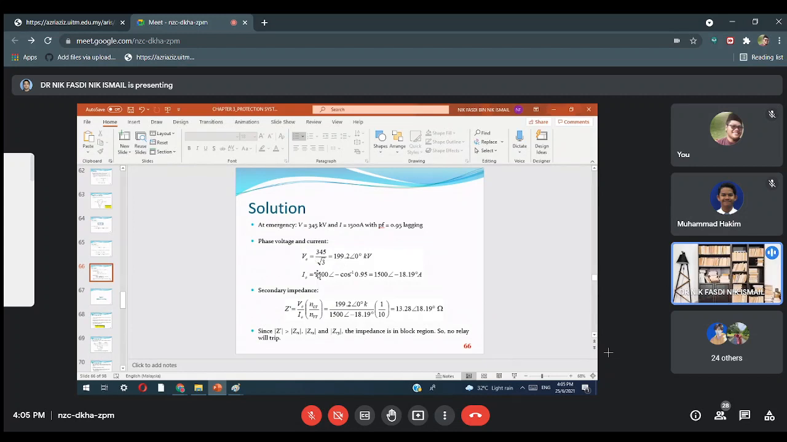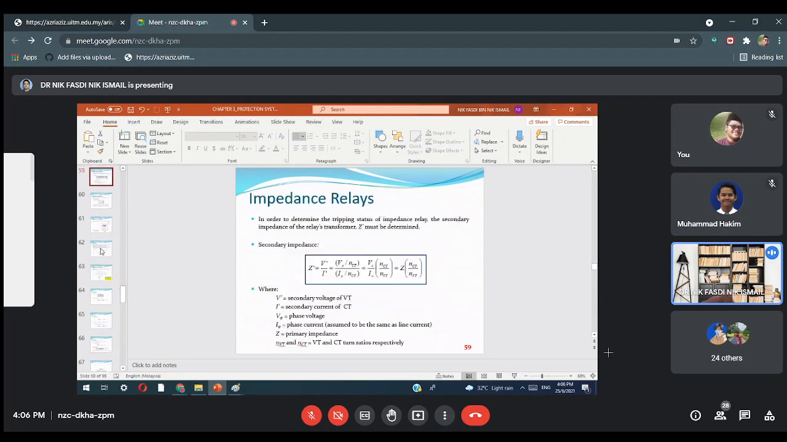Dividing by the square root of 3, you get 199 kV at an angle of zero for the voltage. The current is 1500 with a lagging power factor. This is the value of the current, so you can determine Z prime, phase voltage over phase current. But this is not yet the secondary impedance of the transformer, so you have to apply the CT over VT ratio. Logically, you go back to this equation, this one, to determine the secondary impedance or fault impedance.